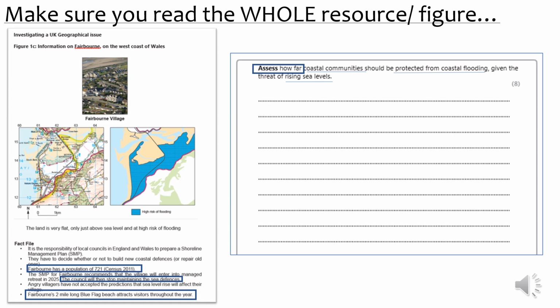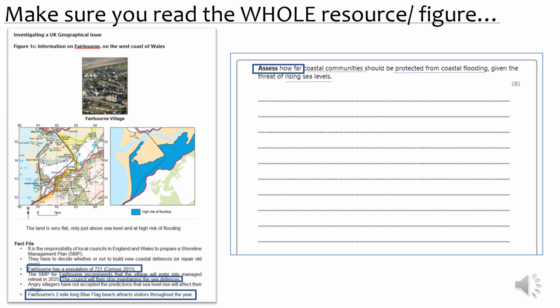And then UG stands for underline the geography. The geography in this question is coastal communities, protected from coastal flooding, rising sea levels. And what that does straight away is it focuses my attention on what the question is asking me to do. It cuts out all the fluffy extra bits.